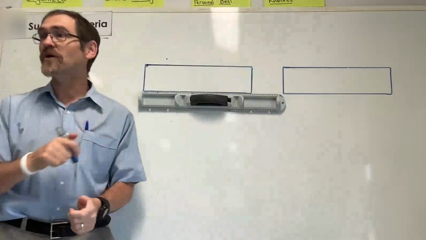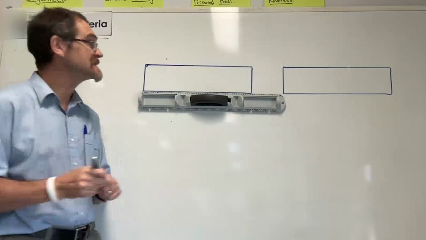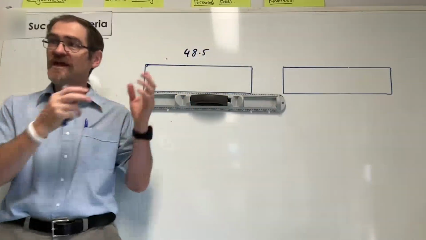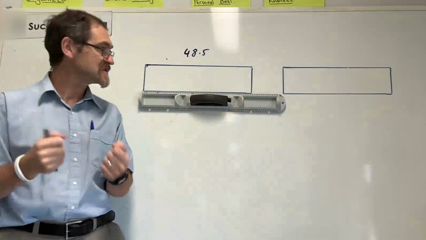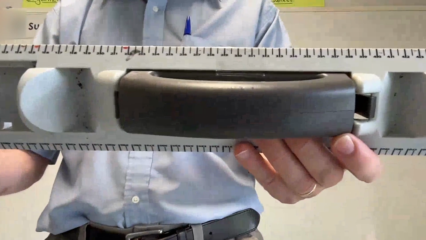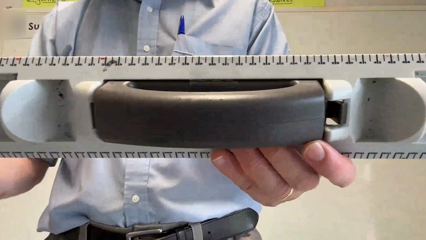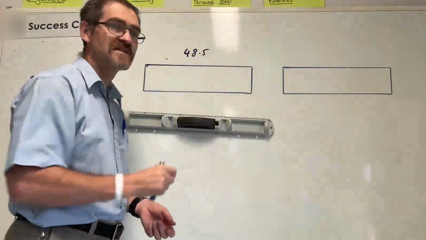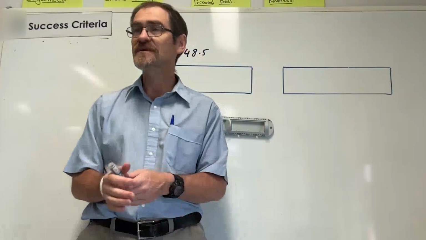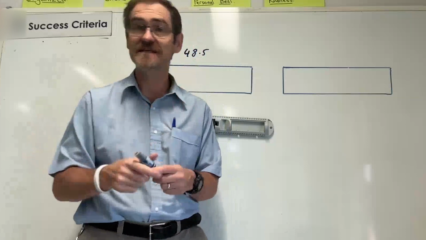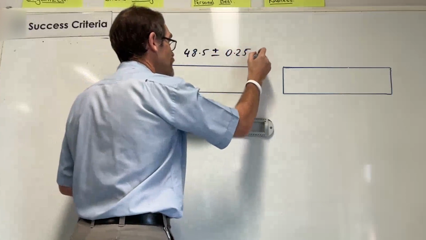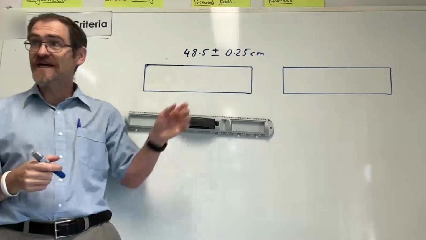So at the moment, I'm reading 48.5 centimeters. That's my reading on it, the length of the box. What's the uncertainty? When I look at the actual scales on my ruler, the smallest individual scale is 0.5 centimeter. So my uncertainty is going to be plus or minus half of the smallest interval, which is plus or minus half of that 0.5 centimeter. So this is our absolute uncertainty.